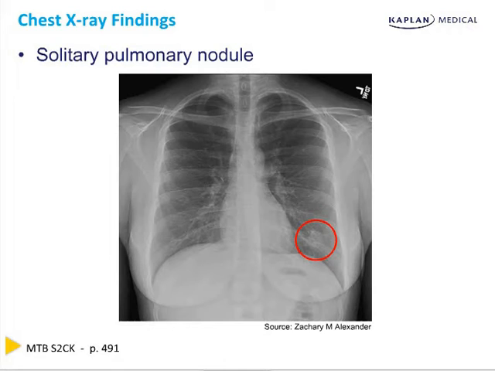Solitary pulmonary nodules are often incidental findings found on chest X-rays that are initially obtained for another reason, and can represent a variety of conditions, including granulomas, abscesses, and benign or malignant tumors. You should use the other information provided in the question stem to guide your management of a solitary pulmonary nodule.